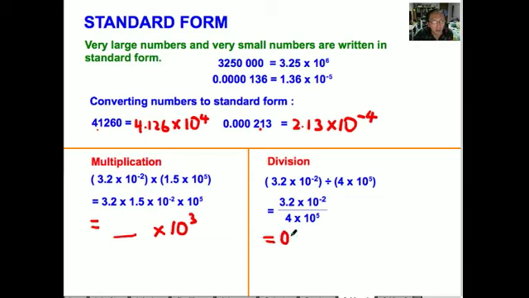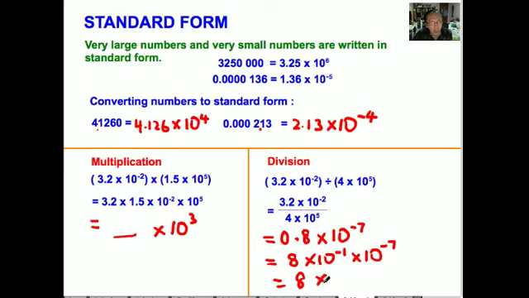Dividing the numbers, we have 0.8 times 10 to the power of, applying the law of indices, negative 2 minus 5. That is minus 7. The answer is still not a standard form as this is less than 1. Thus, we have to rewrite this as 8 times 10 to the power of negative 1 because of 1 zero in front, times 10 to the power of negative 7. Thus, the answer is 8 times 10 to the power of negative 8.